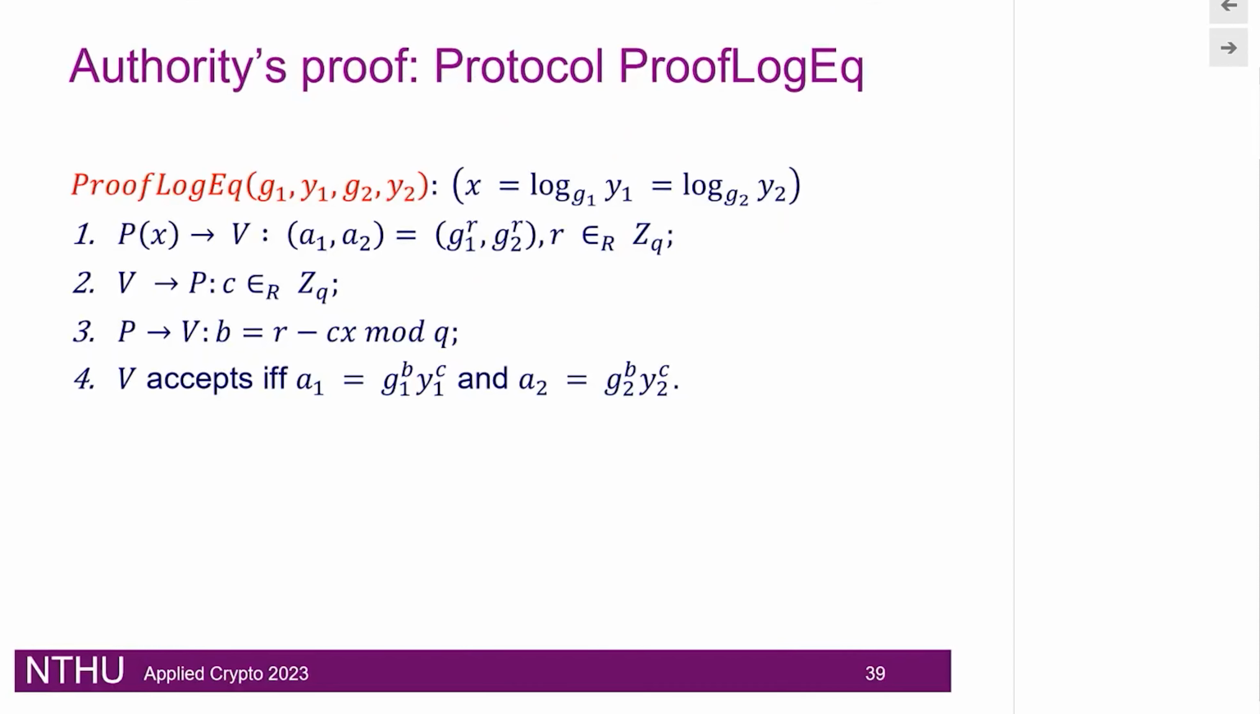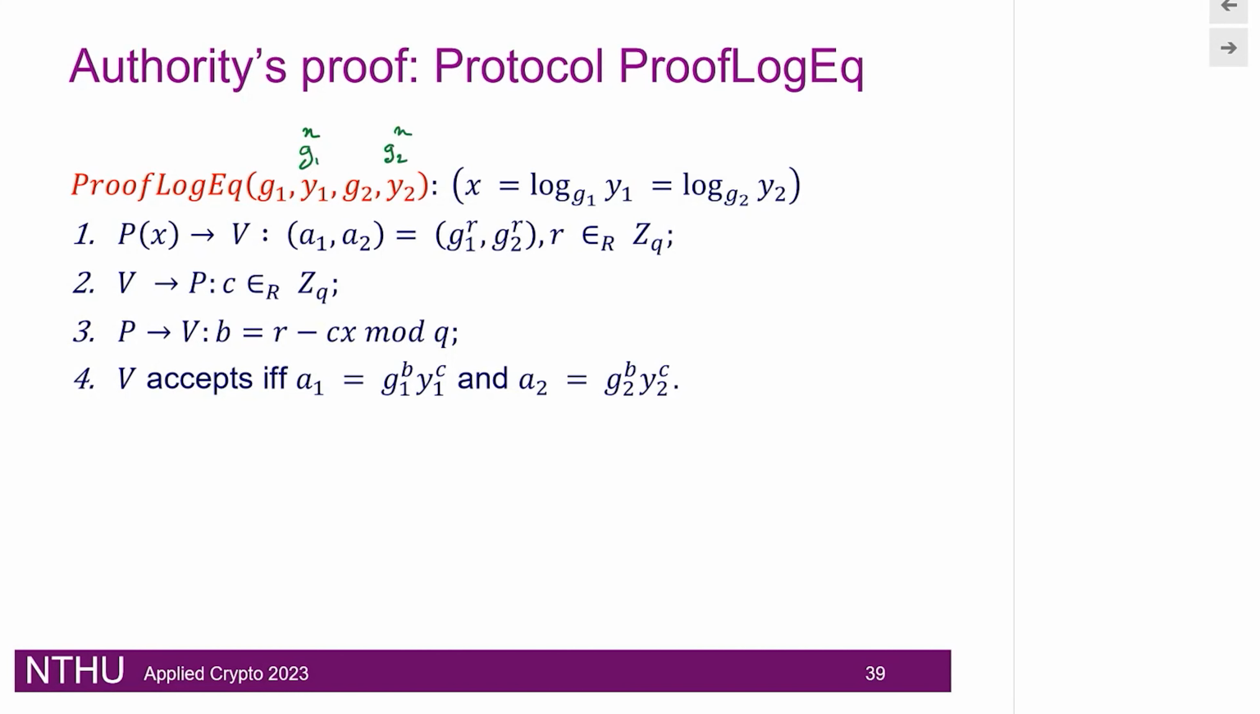But let's get into this one and see how this proof of equal logs would work and why it is actually helping us to prove that we can use this scheme for proving somebody's work is correct. So we want to prove that y1, which is g1 to the x, is equal to y2, which is g2 to the x. So they have the same discrete log. They were raised on the same exponent.